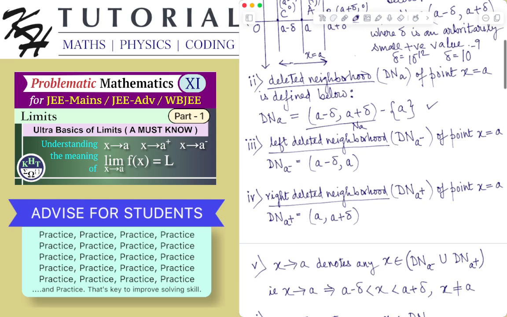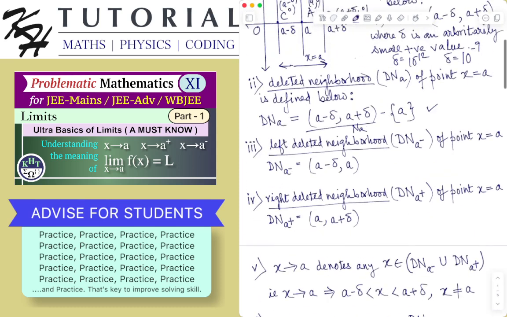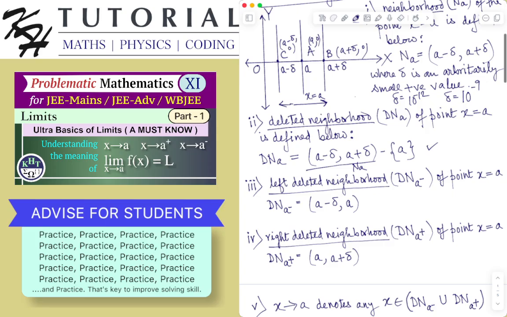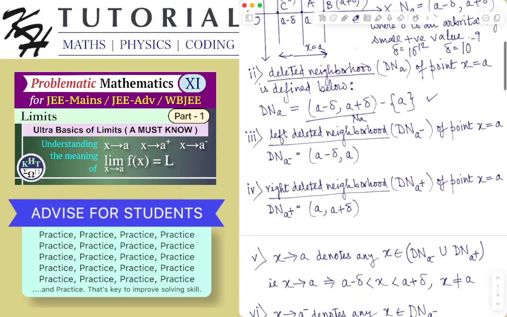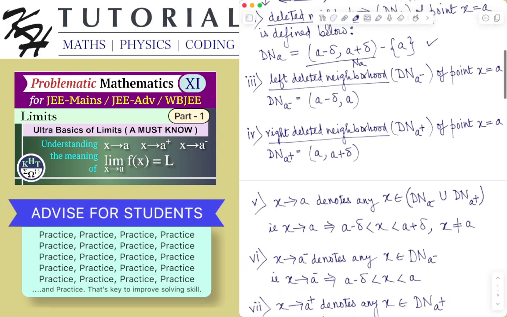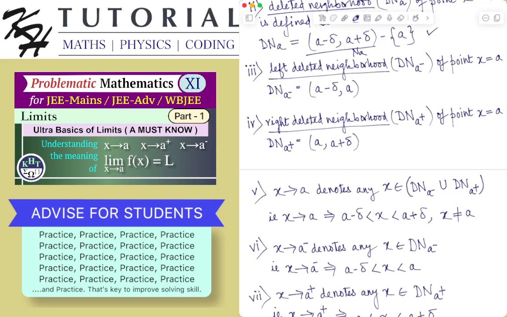Okay. I have discussed the neighborhood, deleted neighborhood, left deleted neighborhood and right deleted neighborhood just to assist me in explaining the concept of x tending to a, and x tending to a minus or x tending to a plus. Now what does this mean? This is a mathematical notation for saying the value of x is approaching towards a. A is a constant, a fixed real number. The value of x is approaching towards a, or we say x tends to a.